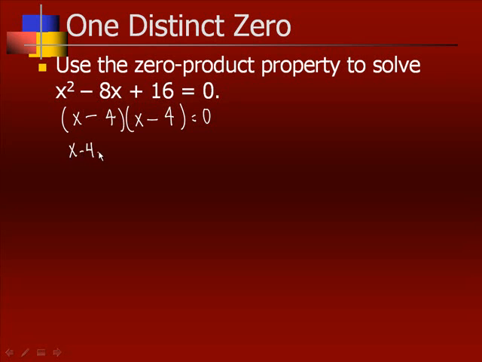Well, now if we go through and say x minus 4 equals 0, x minus 4 equals 0, this one says x is 4, this one says x is 4. So what we've got is one solution, which means that there is one distinct 0. Now, all the other ones we've had two solutions, and this is an example of when we might get one solution.